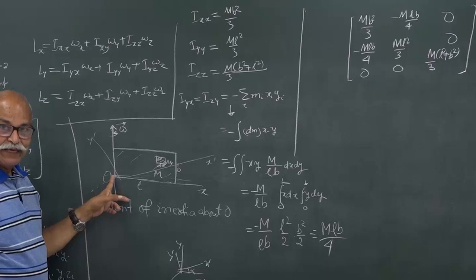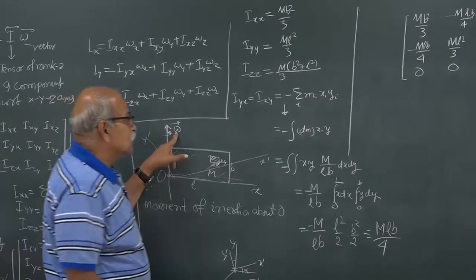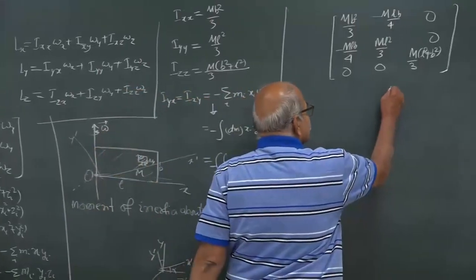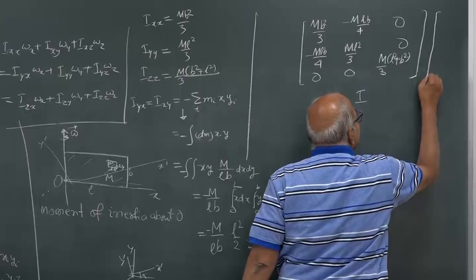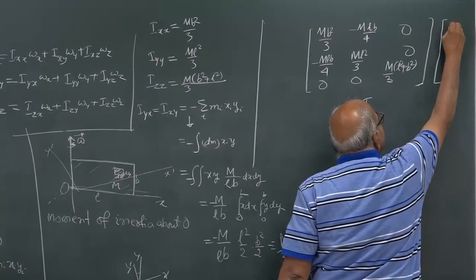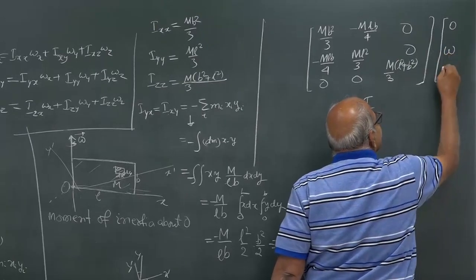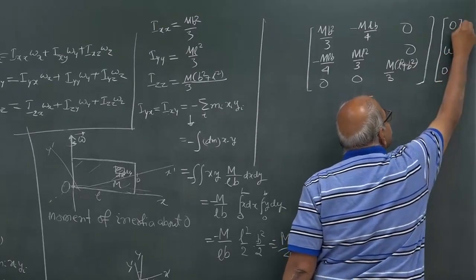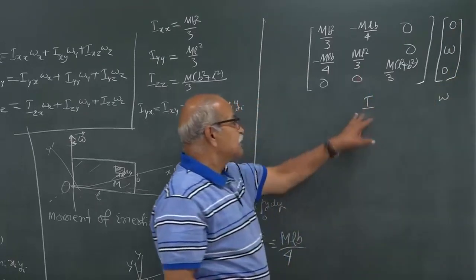We are interested in the angular momentum. So what is omega? Omega is along the y axis. So omega we will write as omega x, omega y, omega z. The x component of omega is 0, the y component of omega is omega, and the z component is 0. So this is our omega vector, and this is the moment of inertia tensor.